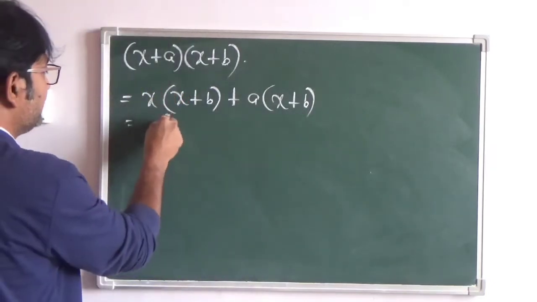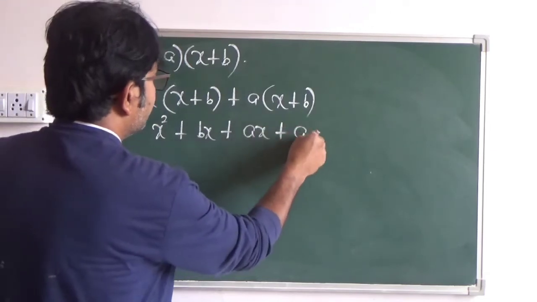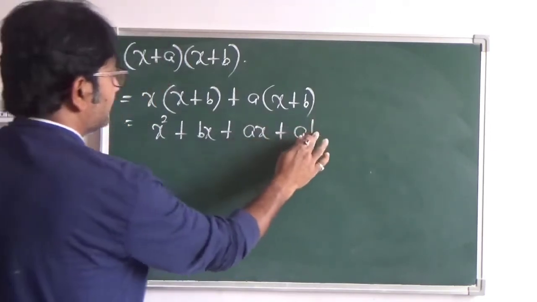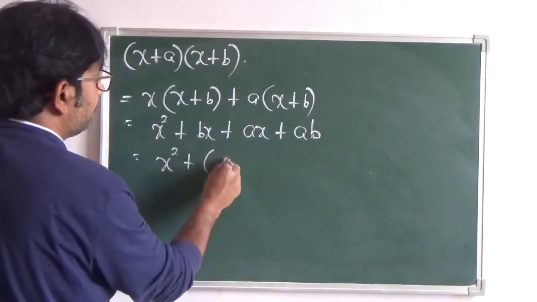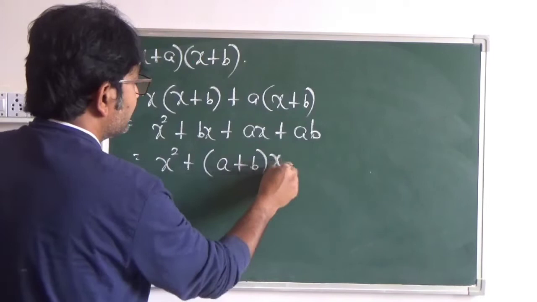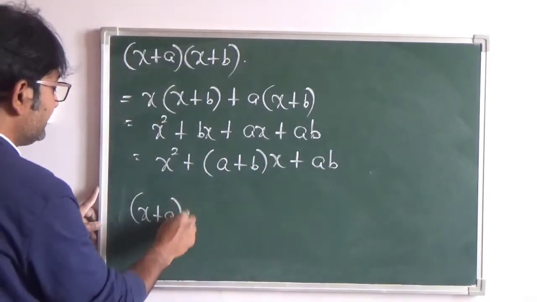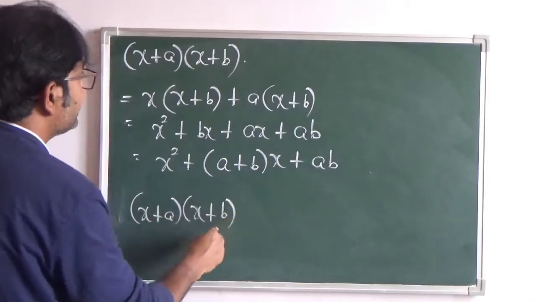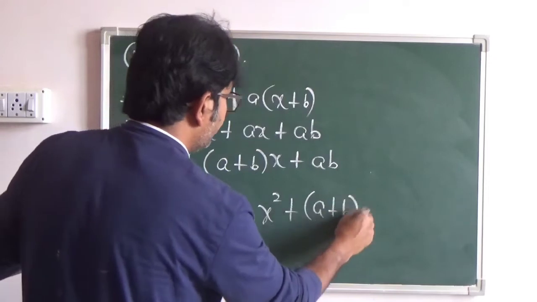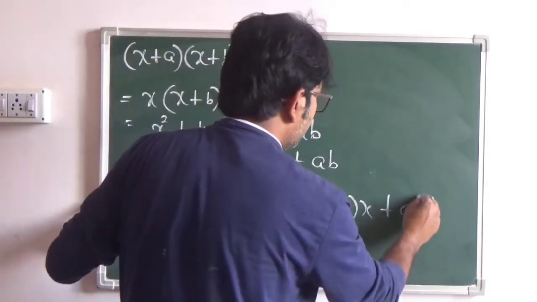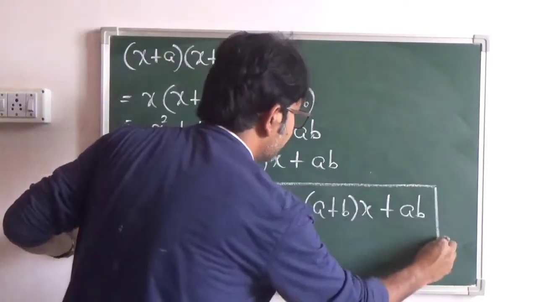This is x square plus bx plus ax plus ab. So you take common, so it comes to (a + b) into x plus ab. So finally what we have, (x + a) into (x + b) is x square plus (a + b) into x plus ab. So this is how, if you remember, you can apply this directly.